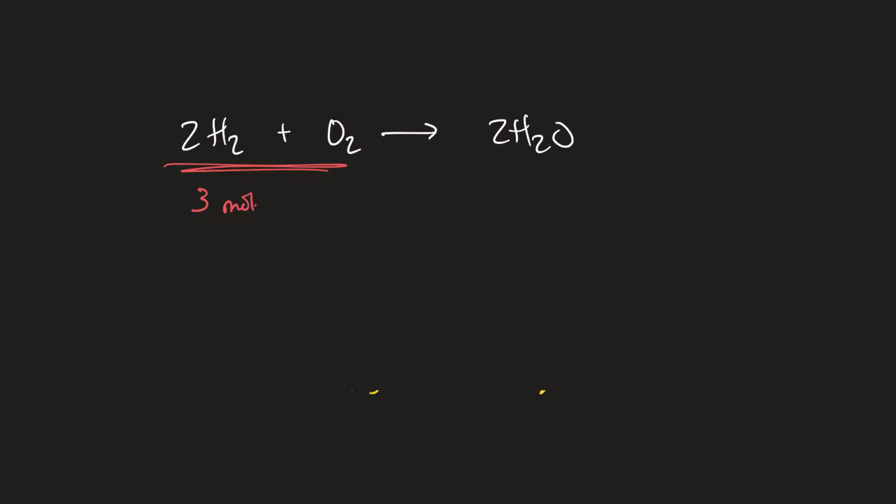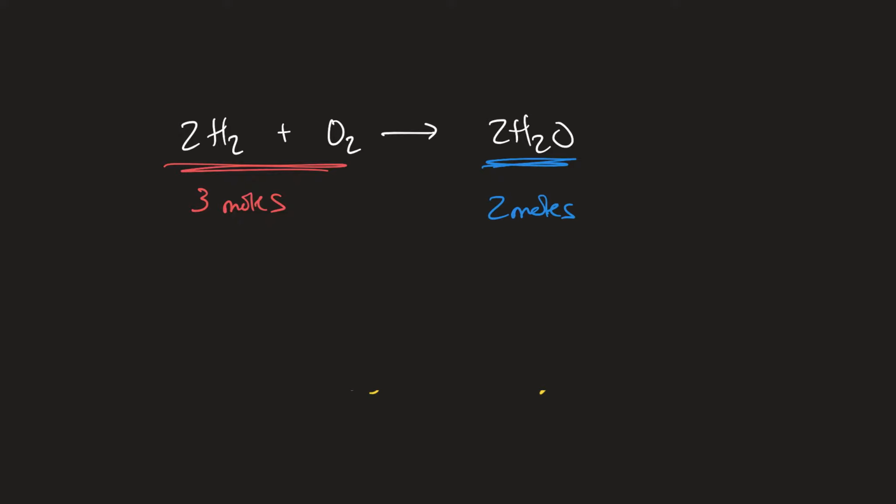For example, if we have this reaction, 2H2 plus O2 yields 2H2O, how do we know if it becomes more ordered or more disordered? Basically, what we do is count how many moles we have on each side. On the reactant side, I have 3 moles of substances. On the product side, I have 2 moles.